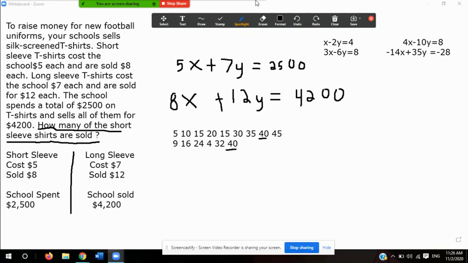So what I'm going to do is I know that 5 and 8 have a common multiple, which is 40. So the question I want to ask myself is 5 times what number equals 40? Well, we know that 5 times 8 equals 40. And 8 times what number equals 40? We all know it's 8 times 5 that equals 40.